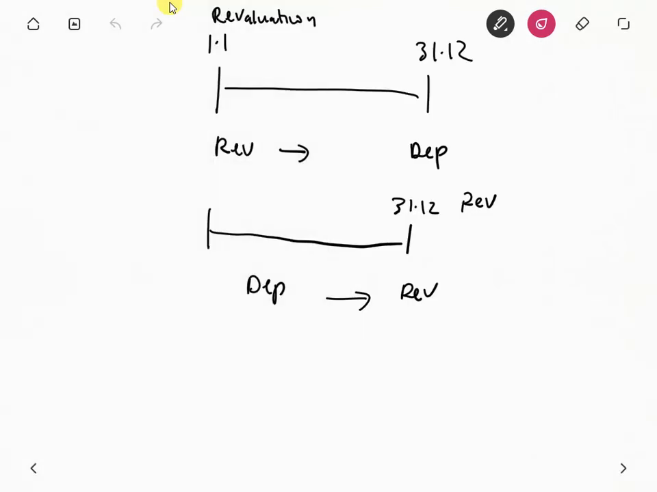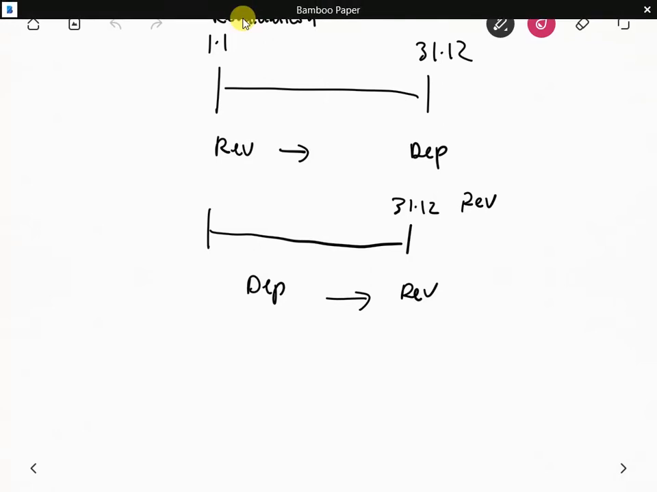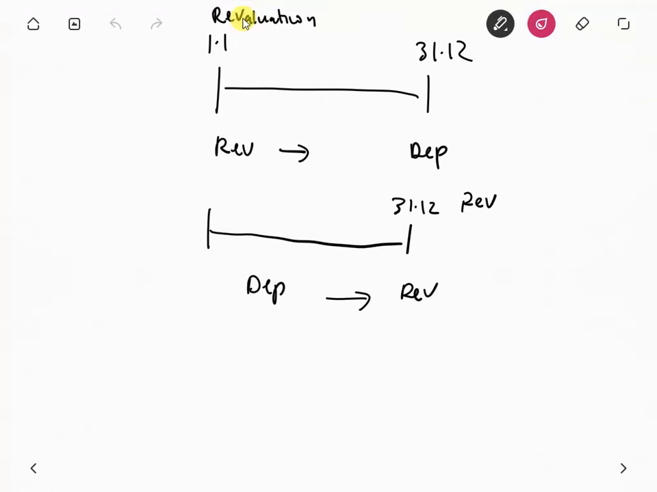Now, for revaluation, you have to look at the question properly. If revaluation, they say at the beginning of the year, you revalue first, up. Your depreciation is always at the end. So you depreciate at the end based on the revalue amount, correct? Once you revalue up, beginning, you continue to use, end of the year, you depreciate has to be based on the revalue amount.